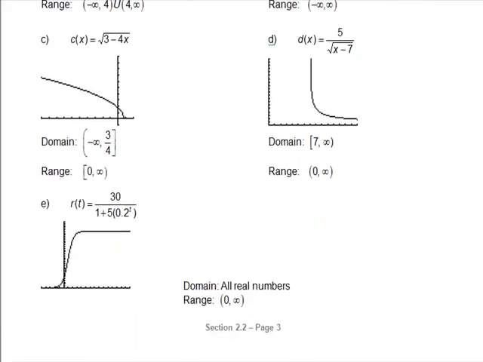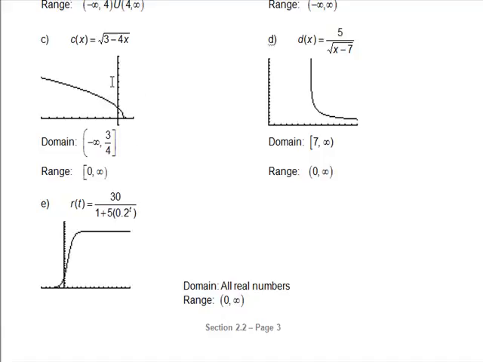Let's now move on to c. Notice we've gone from a fraction to just a square root this time. So in c of x, we have the square root of 3 minus 4x. Now if I graph this, you'll notice I get what I think of as the typical square root function that looks like half of a parabola laid on its side. And again, later in the course, we'll see that even more.